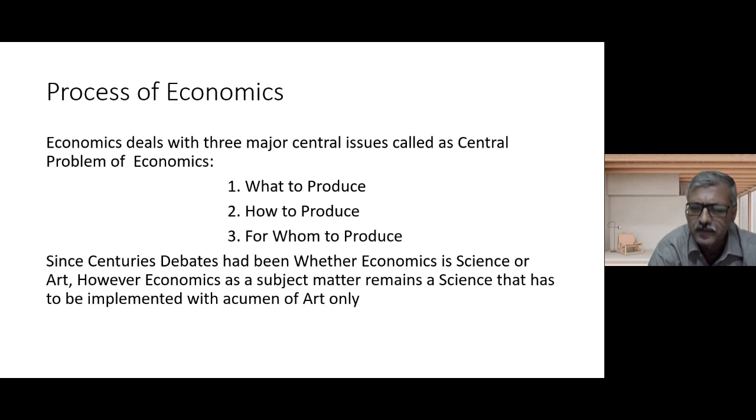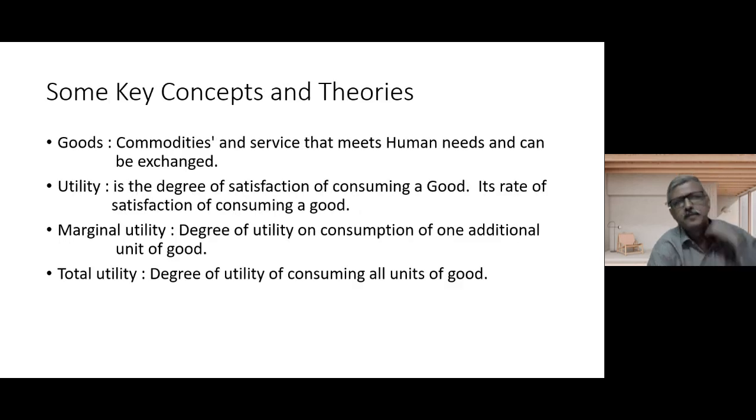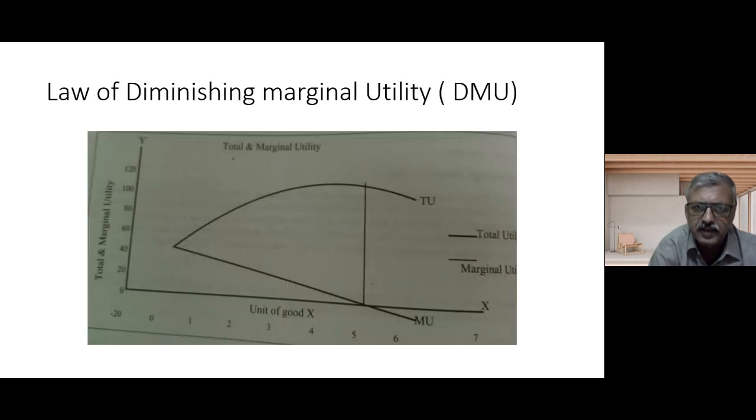And then we discussed whether this subject matter is a stream of science or arts. And I told you all, it remains both. Of course, it's a science that needs the acumen of some skill also. Then we moved ahead with some of the concepts, some of the terminology that we come across many a time whenever we are dealing with economics. These were goods, utility, marginal utility, total utility. I think I explained all these words in detail.